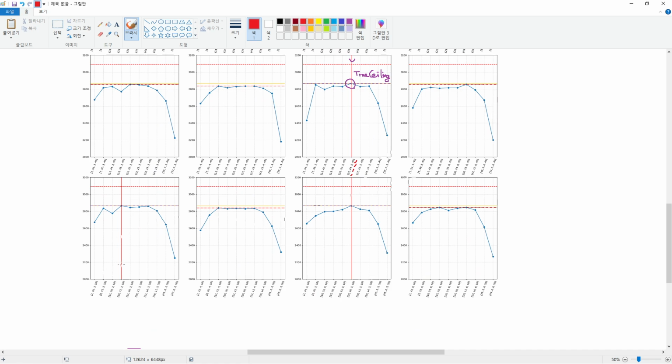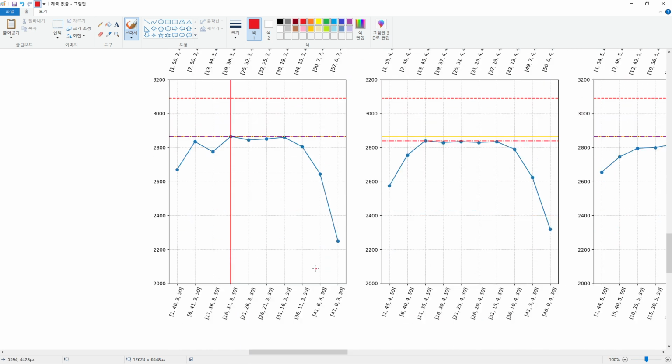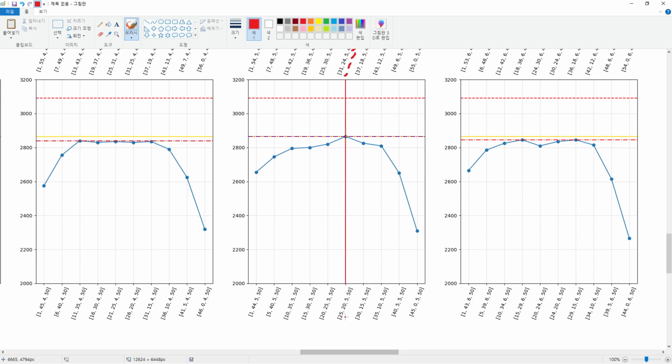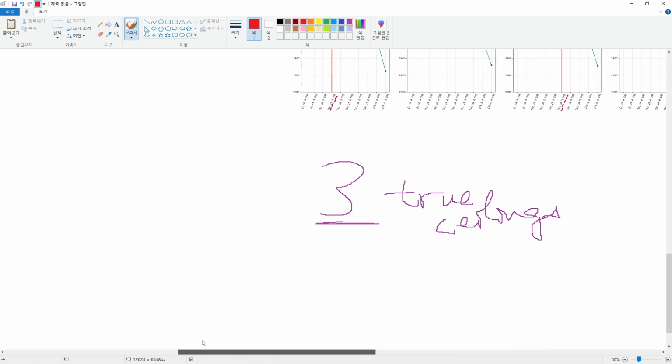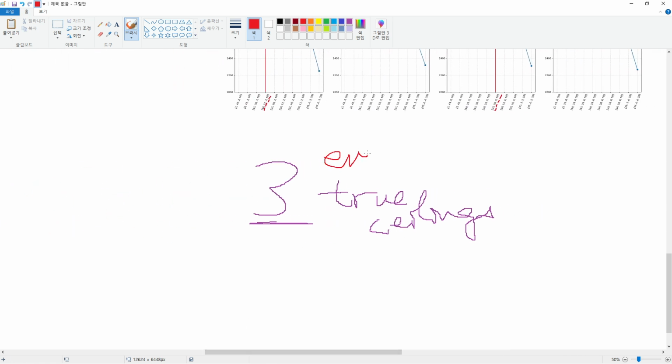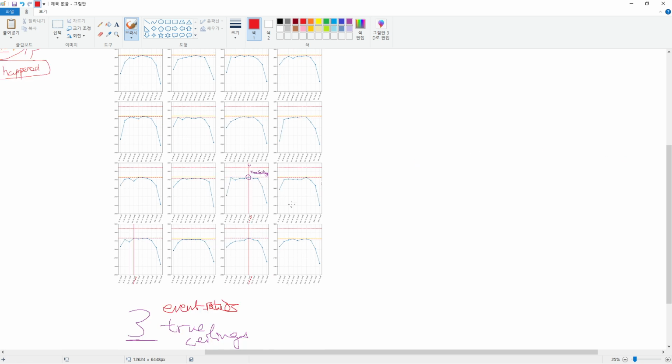Anyway, and then the next entity event ratio that gave me a true ceiling was 16, 31, 3, and 50. And then the next one was 25, 25, 50. Cool. So three event ratios. Okay, cool.